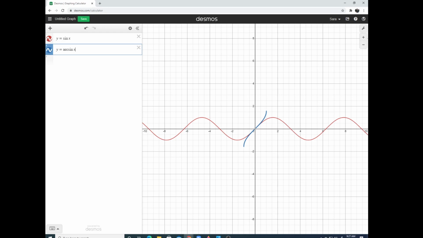And the reason that we do this is for the arcsine, the range must be limited in order to have a function.